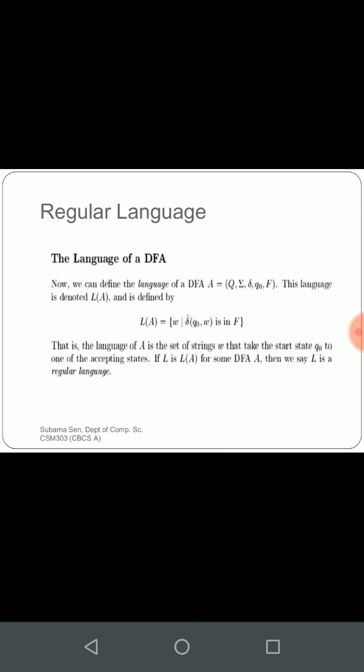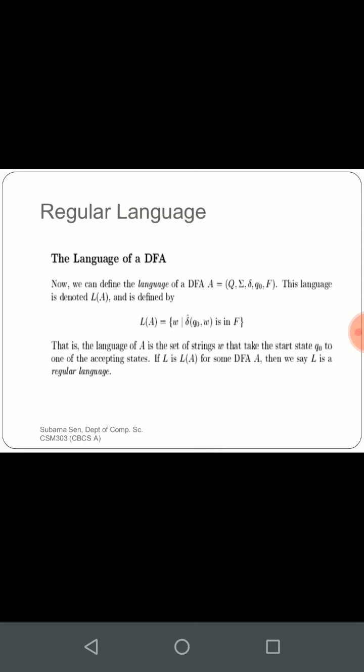As we all know, here we are defining one DFA named A. Obviously it is a 5-tuple machine: Q, sigma, delta, Q naught, F. The language is denoted by L of A, meaning whatever language this DFA can accept is the language of that DFA. That's why it is L of A, and it is defined as this. The syntax and methodology are given for how to write the language of a particular machine, and what it means.